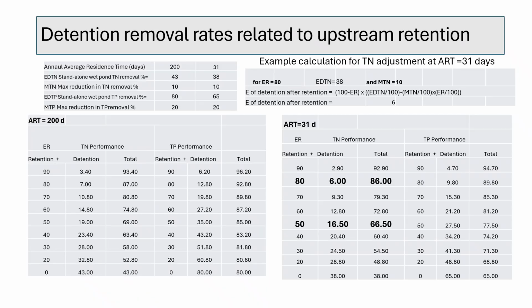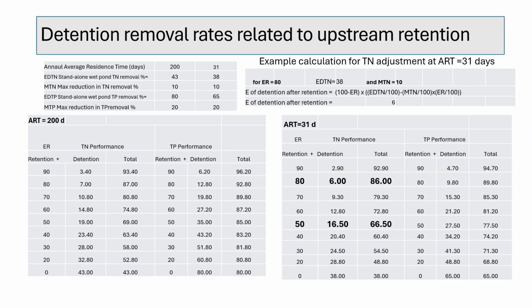Let's consider an example for total nitrogen adjustment with an average retention time, or ART, of 31 days, if we have 80% upstream retention removal. The calculation proceeds like this. We start with the 80% from upstream. Then we add the remaining percentage, which is 100% minus 80%, or 20%.